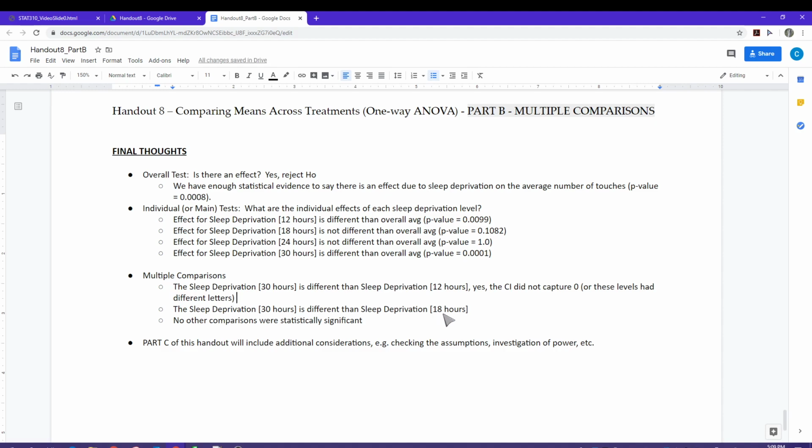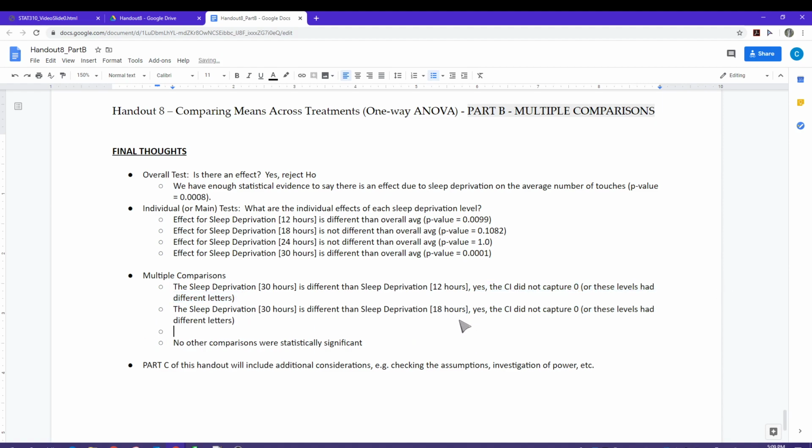How about 30 and 18? That would be the same thing, yes? Those were different from one another. Again, the confidence interval for that did not capture 0, and they had different letters. None of the other comparisons were statistically significant. So sleep deprivation 30 is statistically different than 12 and 18, but not 24. 12 and 18 were not different from one another. 12 and 24 were not different from one another, and 18 and 24 were not different from one another.